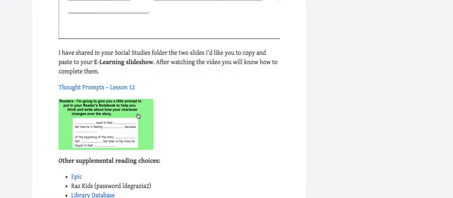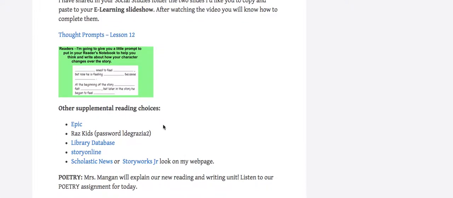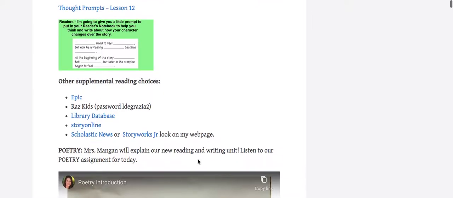I also have a picture here just to help you with those writing prompts if you need them down the future. Here's our menu of once you finish reading for 30 minutes your independent book, then here are other options to read more if you have time.